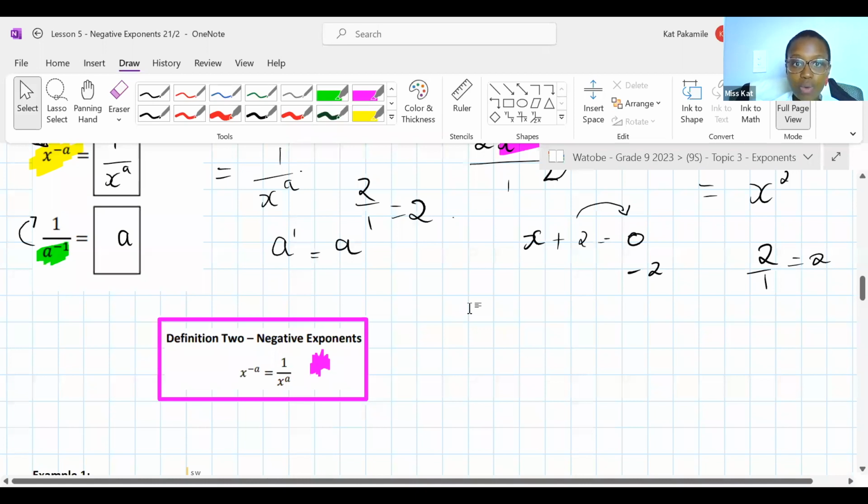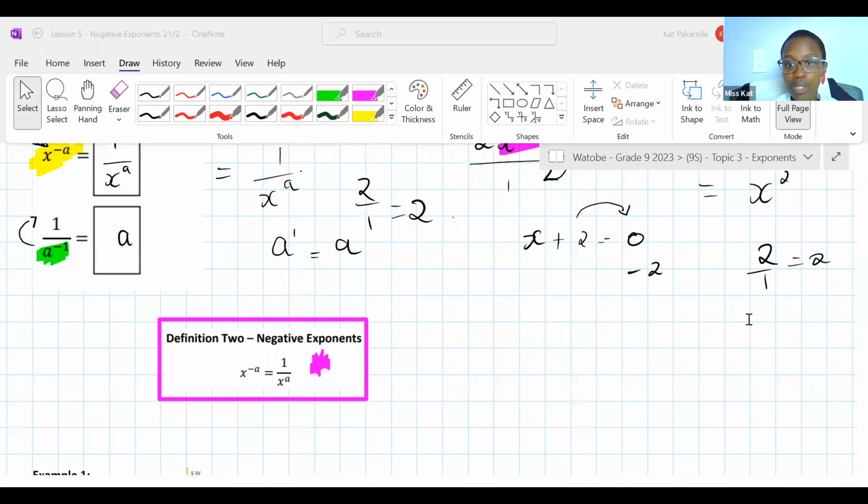Are we with me? I hope we are. Okay. If you are lost, now's the time to raise your hand. Be like, I don't know what's going on. Nsako's hand is up. Let's hear what Nsako has to say.